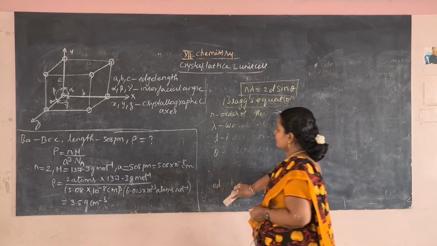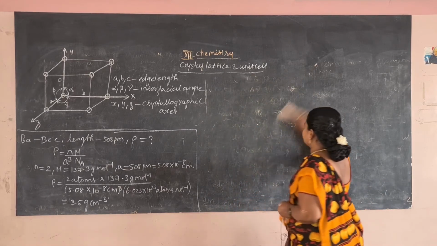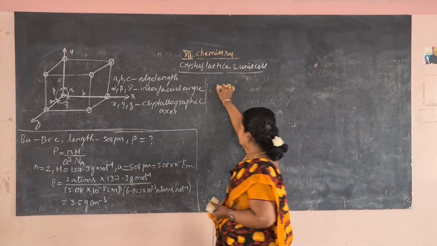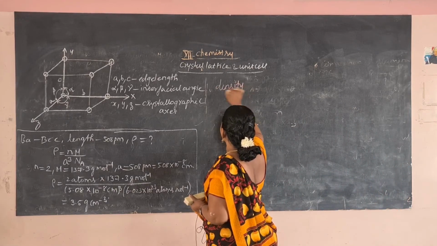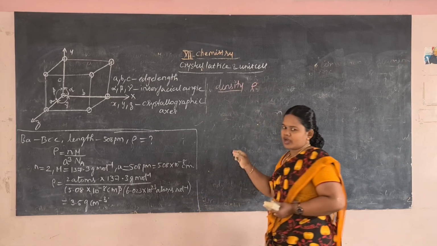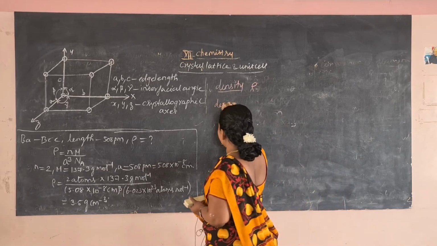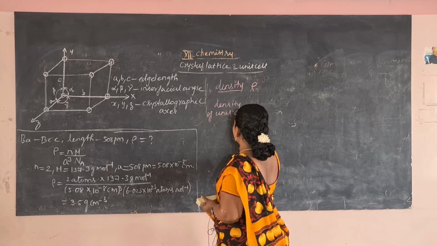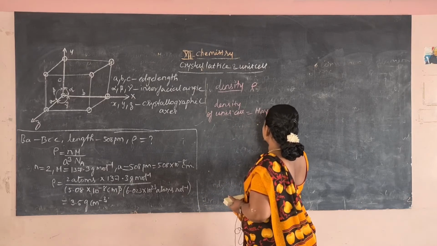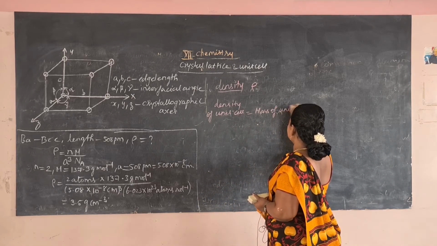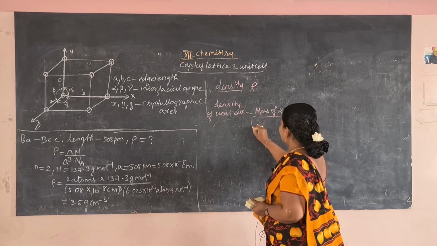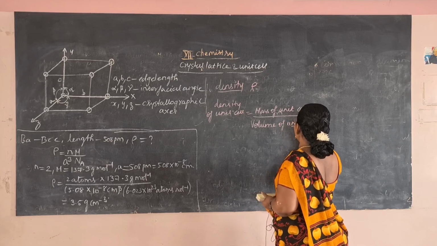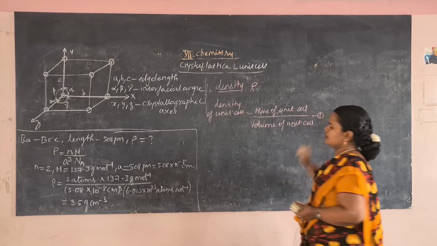Then how to calculate the density of the unit cell. Density is given as rho, and with this rho you can calculate the density of the unit cell. Density of unit cell is equal to mass of unit cell divided by volume of the unit cell. That is the first equation.